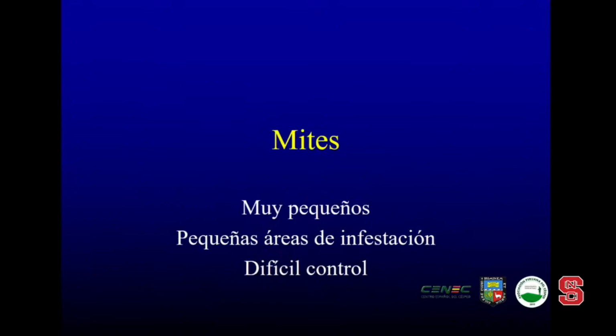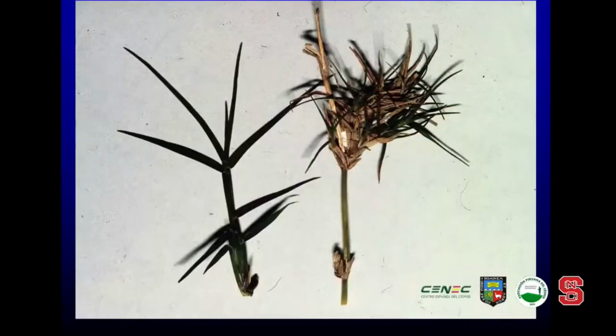Now, just finishing up here, one that we're seeing a lot more of here where I'm at is mites. They're very small. You get these small areas usually of infestation, and they're very difficult to control. And there are mites of Bermuda grass, there are mites of zoysia grass, mites of several species of turf grass, and there aren't a lot of good chemistries to control them. Typically, we don't even notice them until they've damaged the turf grass. Usually, they're more severe during hot and dry weather.